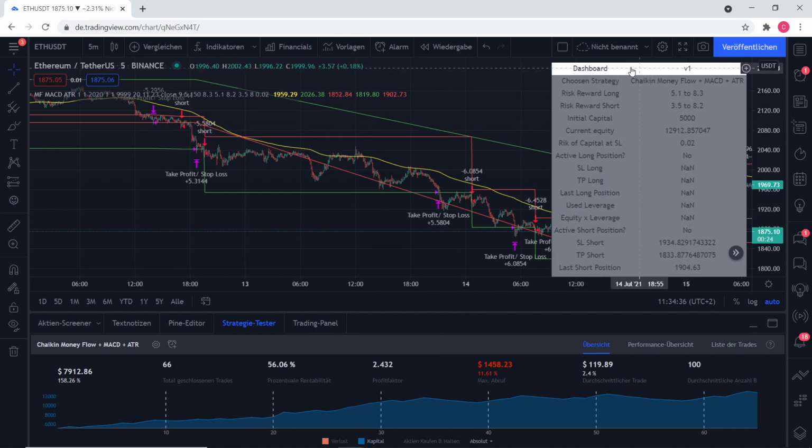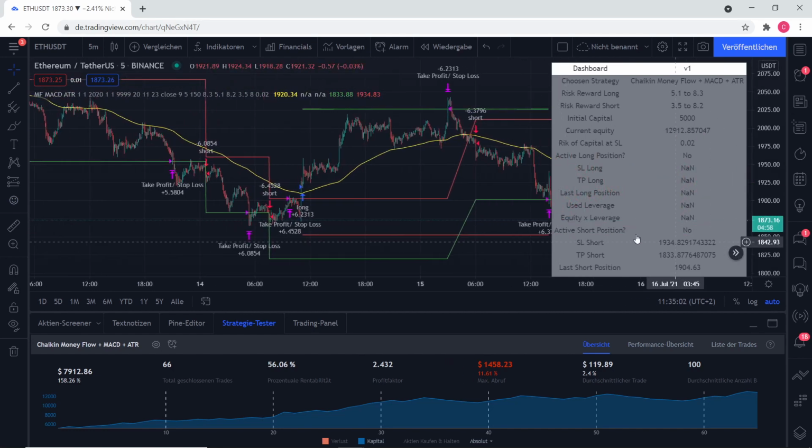This is version 1. I will improve and adapt the table constantly. I will explain only the relevant entries. You see here the selected risk reward. Below you see your total capital at the beginning of the backtest. At current equity you can see your current capital. Below that your selected risk reward. It is 2%. Active long position shows if the strategy has a long position open at the moment.